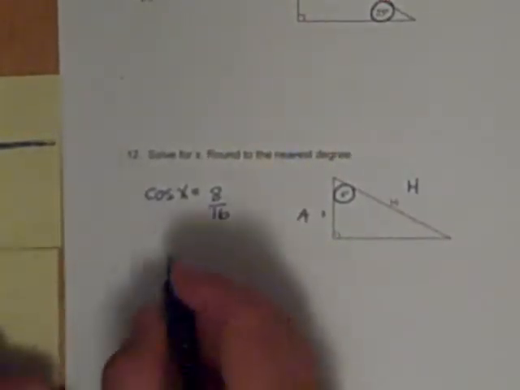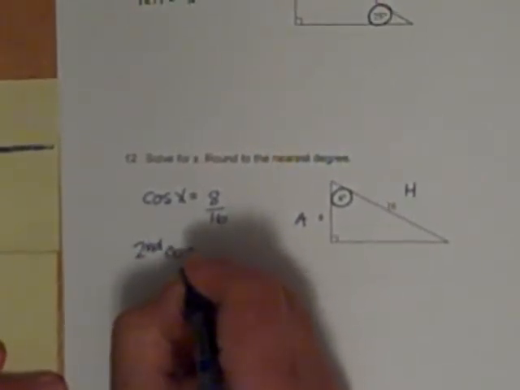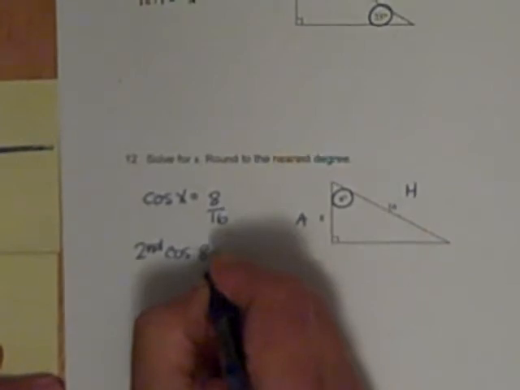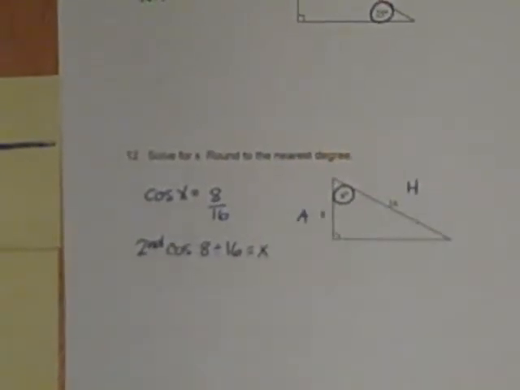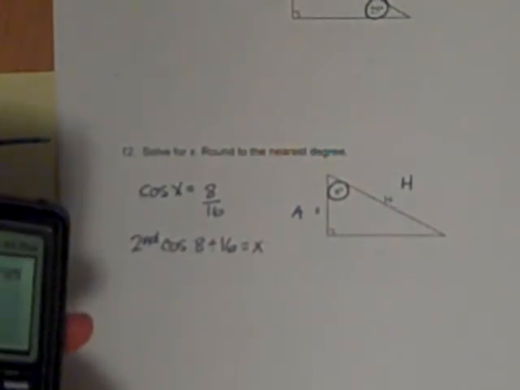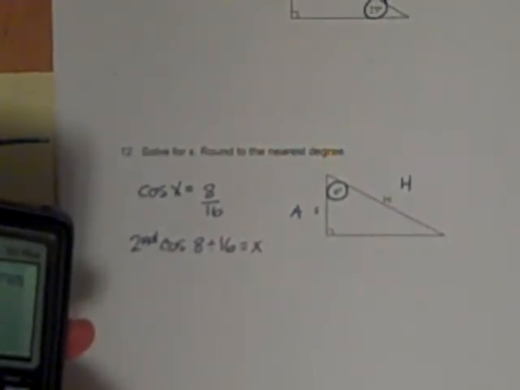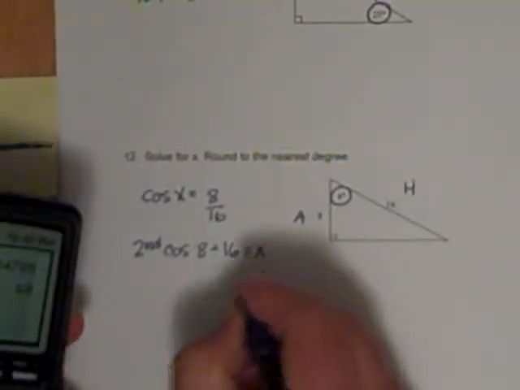Whenever we don't know the angle, we just have to do an extra step. We're going to hit the second button first, then cosine, and then 8 divided by 16. And that's going to equal x. Go to our calculator. Second button is right there. Cosine, 8 divided by 16 equals 60. So x equals 60.